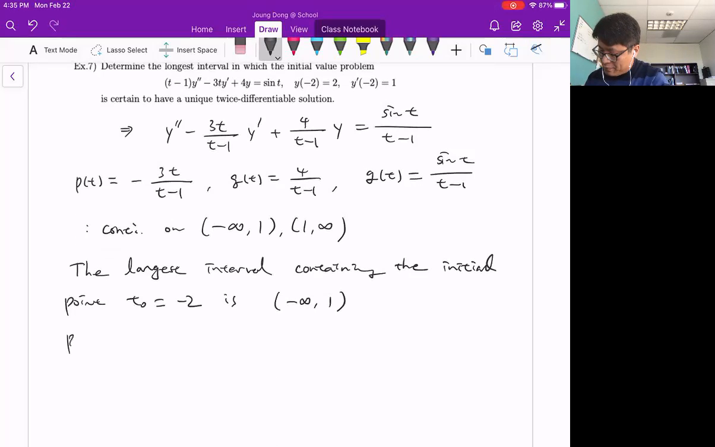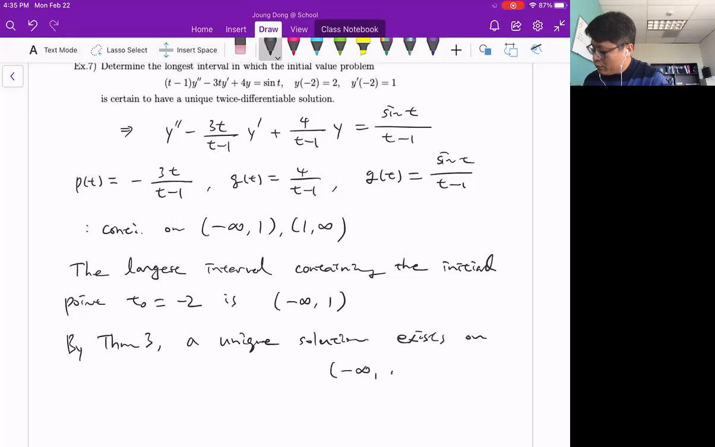By theorem number 3, it is stated in my lecture note, a unique solution exists on minus infinity to 1, which is the largest interval.